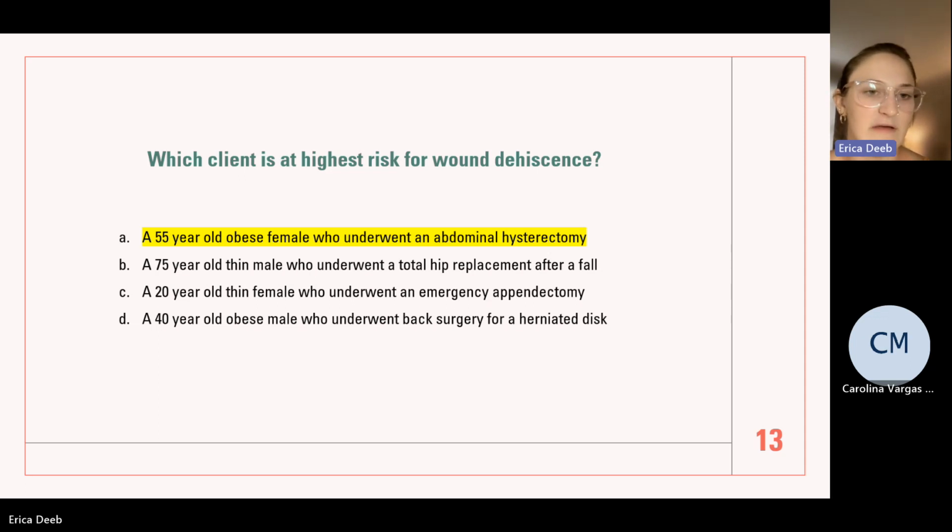And then a 75-year-old thin male, again, we're looking for a patient that's overweight, and he underwent a total hip replacement. So again, the location of that. Look for the overweight and abdominal surgery. Those are two big risk factors. And also anything like sneezing, coughing, laughing, jerking movement, that would pop that incision open. But it's pretty much always in the abdomen for the most part.